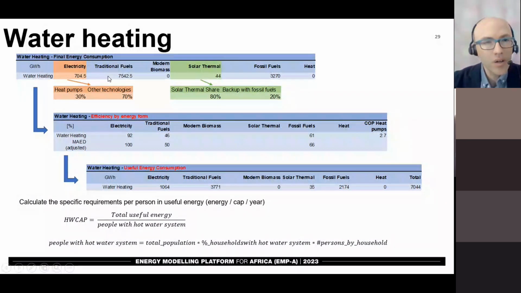So we need information about the part of heat pumps that are used for water heating, and for solar thermal. As I mentioned before, there is a backup with fossil fuels, and we will need the information about this backup, this percentage. And having all this information and using the energy efficiency data for each form of energy, we will then be able to evaluate the useful energy consumption for water heating.